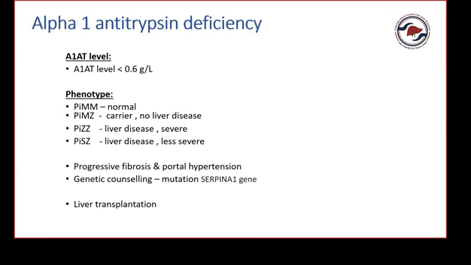The characteristic feature is they will develop progressive fibrosis and will have significant portal hypertension, and ultimately it is cured with liver transplantation. However, it's only the liver cure, they may have lung manifestations towards the later life. Genetic counseling is important and you could do the specific genetic mutational analysis.